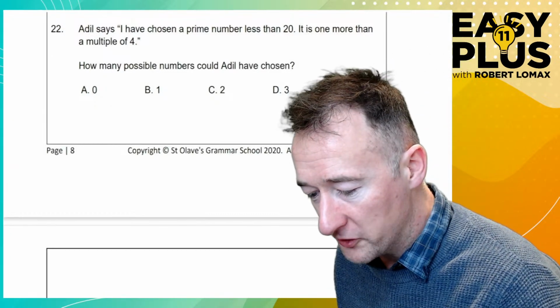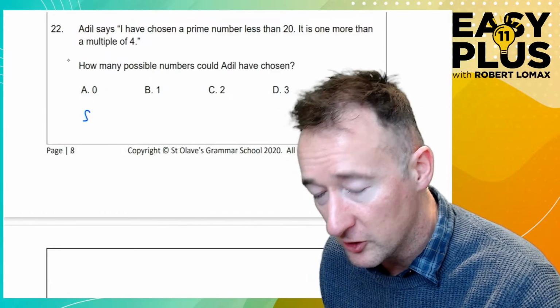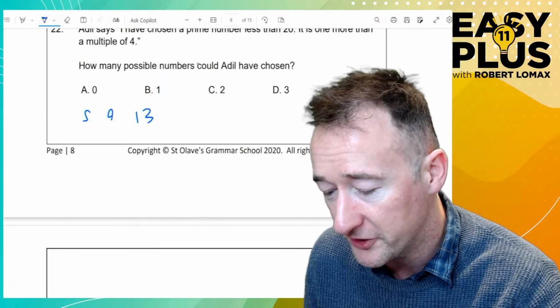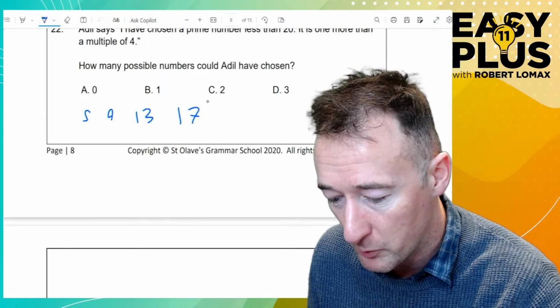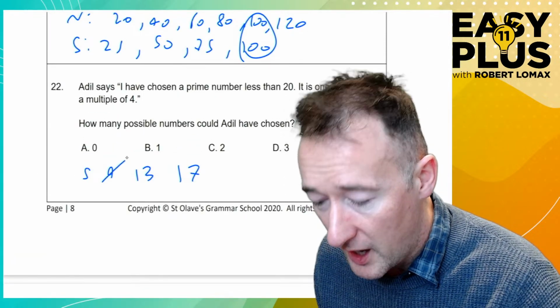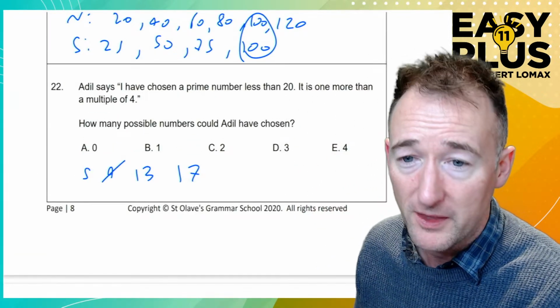So first multiple 4, 1 times 4 is 4, plus 1 is 5. 2 times 4 is 8, plus 1 is 9. 3 times 4 is 12, plus 1 is 13. 4 times 4 is 16, plus 1 is 17, and then we're over 20. All of these are prime except for 9, because 9 is 3 times 3.